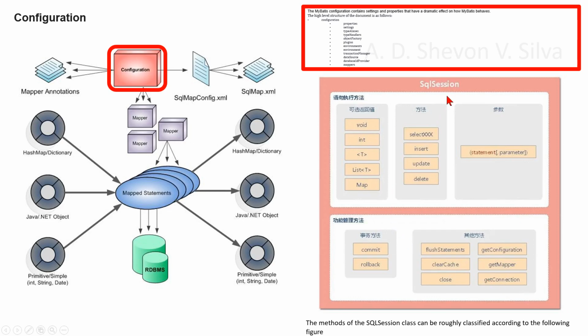Here you can see a SQL session, and here you can see identity list map, and here select, insert, update. Here select, and here statement and parameters are here. Then here commit, rollback, and here flush statement, clear cache, close, get configuration, get mapper, and get connection.